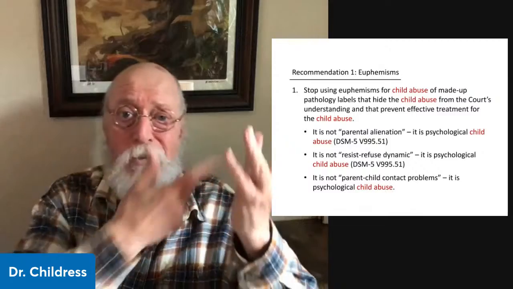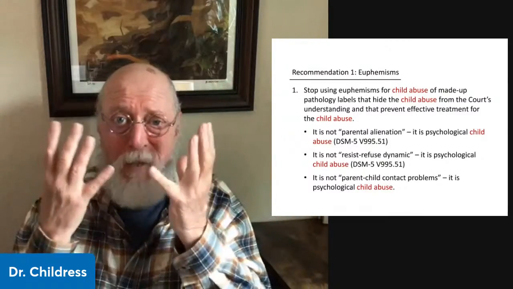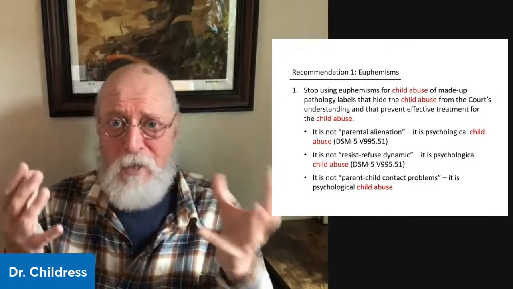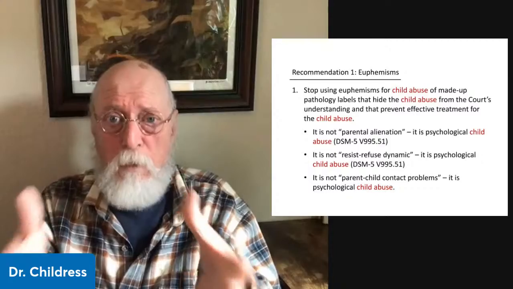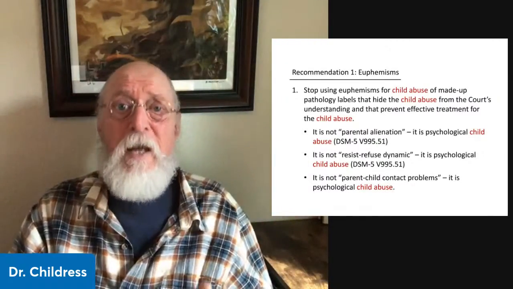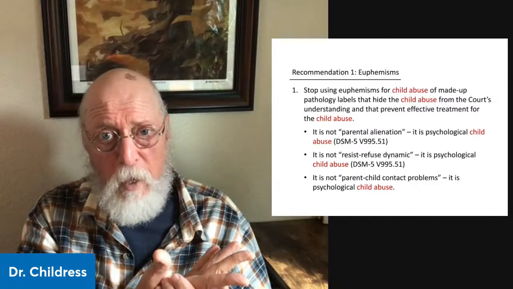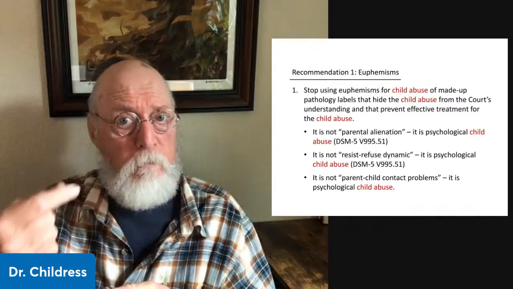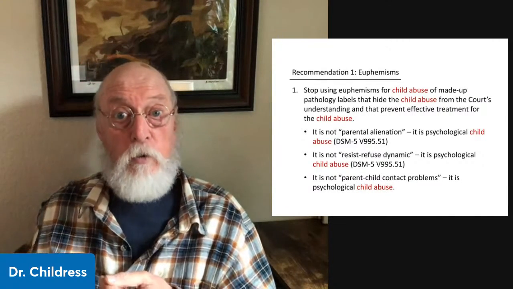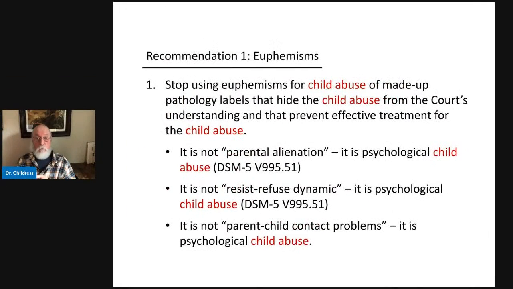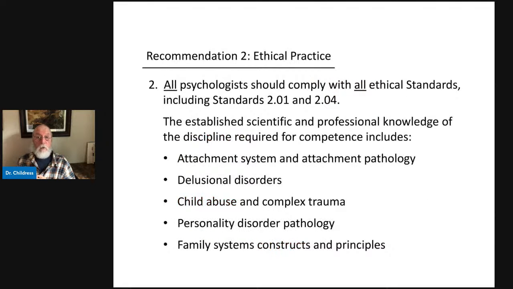And then if you need your parental alienation or something because the DSM-5 and all the established knowledge about attachment, personality disorders, and complex trauma doesn't explain the pathology in the family courts, and you need some sort of new form of pathology, then you can make your new form of pathology proposals after you apply that knowledge, after you fulfill your ethical obligations under Standard 2.04. Okay, so not before. So stop using euphemisms. They hide the child abuse and they prevent our ability to intervene on the child abuse.